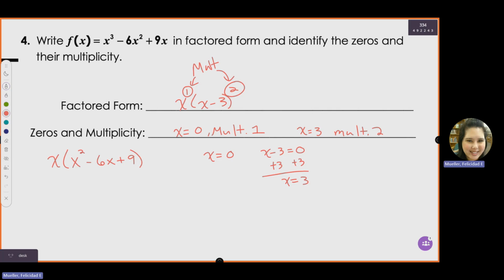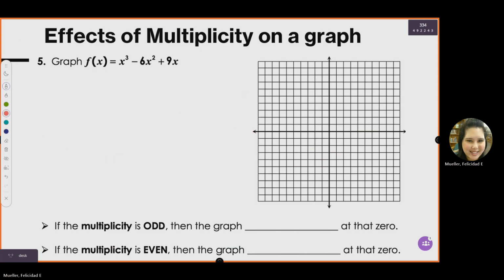So what I want you to go ahead and do is graph x cubed minus 6x squared plus 9x and put it on the graph that's provided. So we just say at 0 and at 3, then plug in values like -1 and 1. It's going to look something like this, not too exact. I'm not that concerned on how close I am to this one.